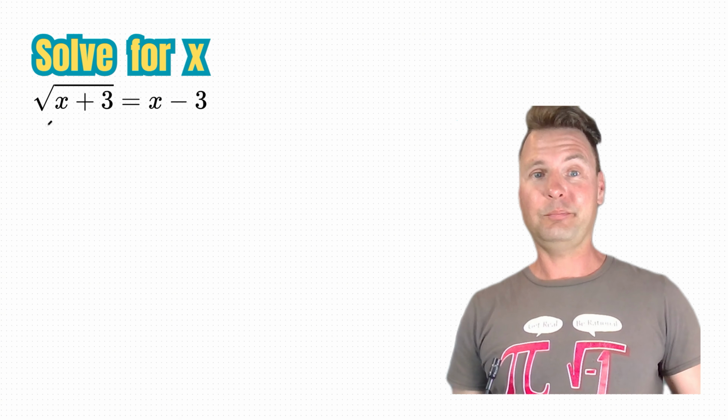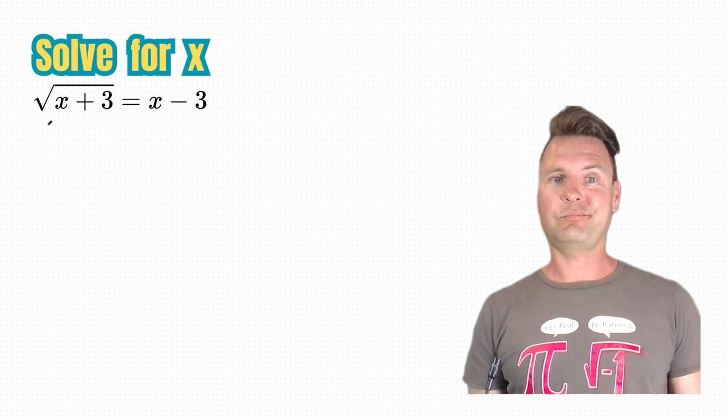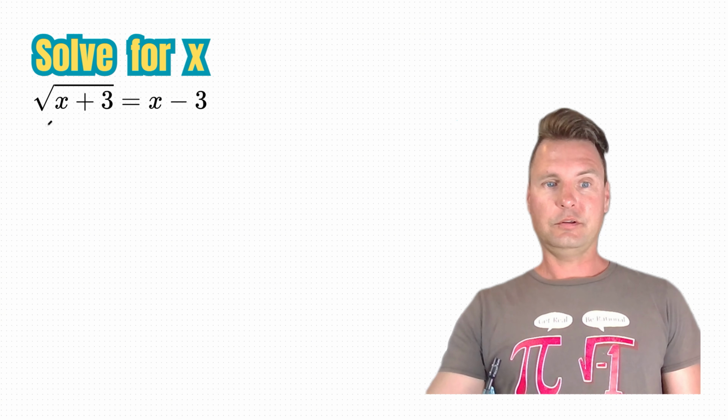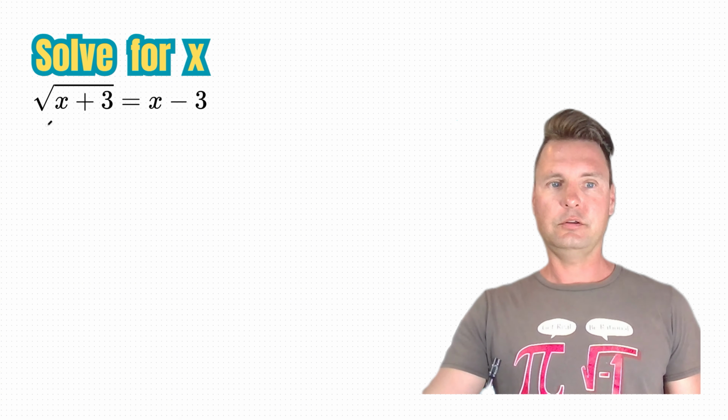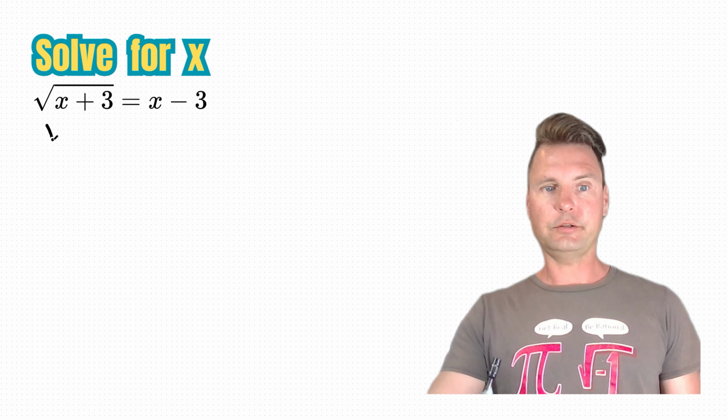This one looks simple, but watch out, we might fall into a trap. Let's see what happens. In this equation, the square root is already isolated on the left-hand side, so we can square both sides to get rid of it.